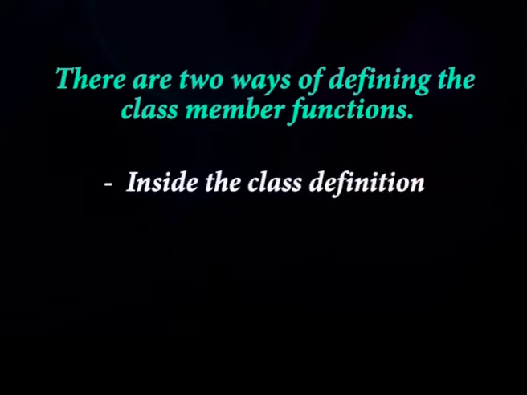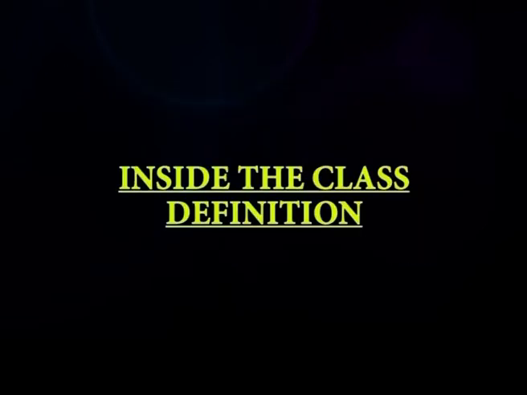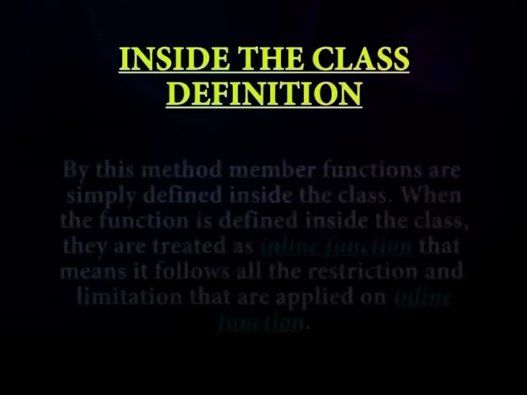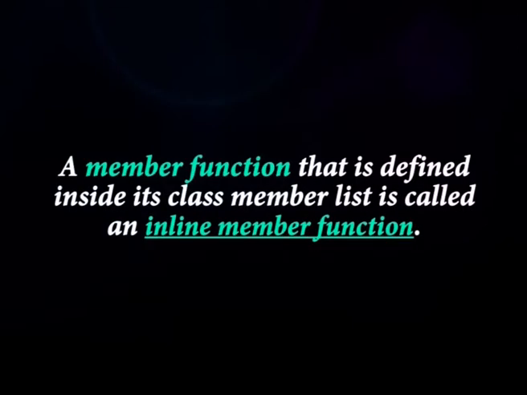There are two ways of defining the class member functions. First, inside the class definition. Second, outside the class definition. Inside the class definition. By this method, member functions are simply defined inside the class. When the function is defined inside the class, it is treated as an inline function. That means it follows all the restrictions and limitations that apply to inline functions. A member function that is defined inside its class member list is called an inline member function.